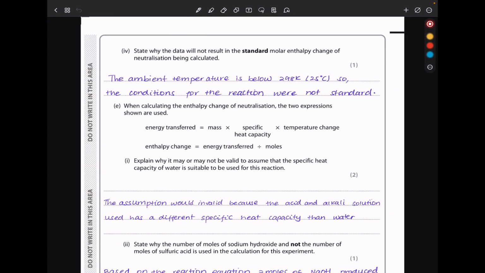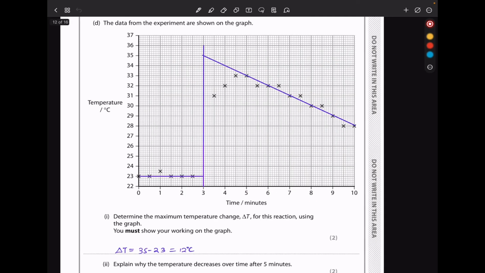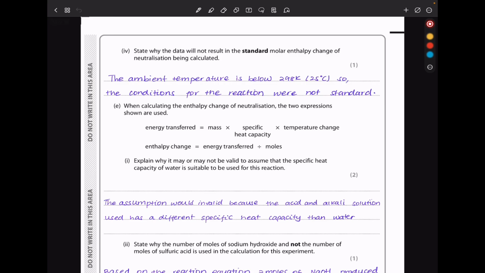State why the data will not result in the standard molar enthalpy change of neutralization being calculated. If we see here, they waited for the temperature to stabilize, and it was about 23 degrees Celsius, meaning this reaction was carried out below 298 Kelvin, so they're not standard conditions. So I say the ambient temperature is below 298 Kelvin, so the conditions for the reaction were not standard.